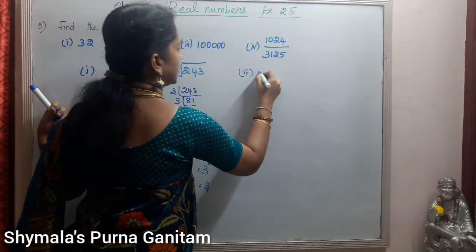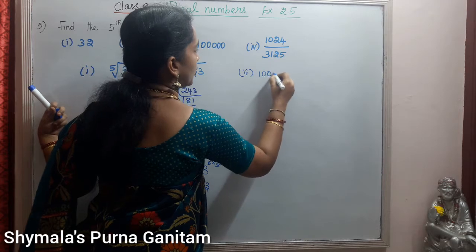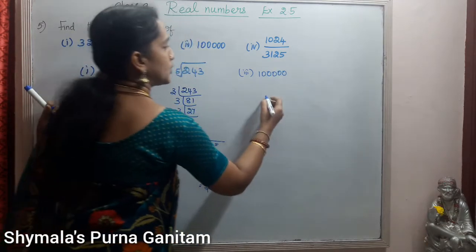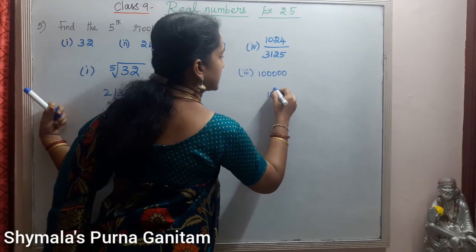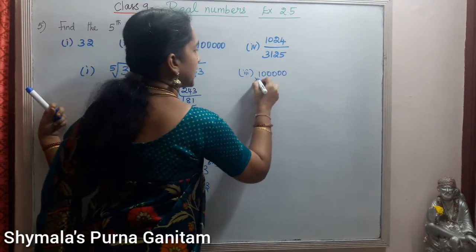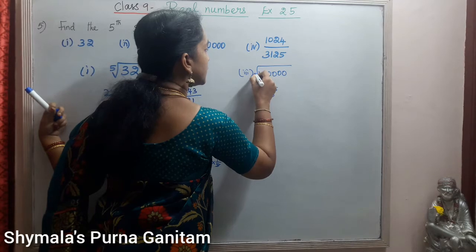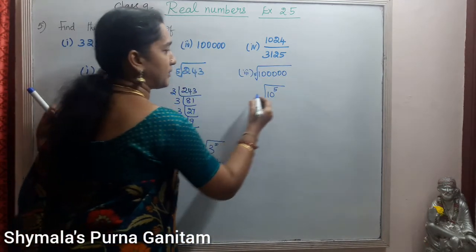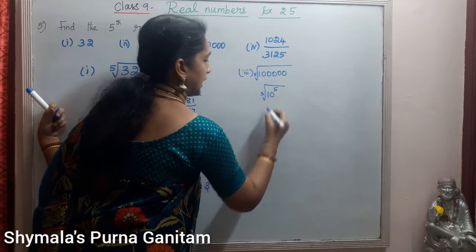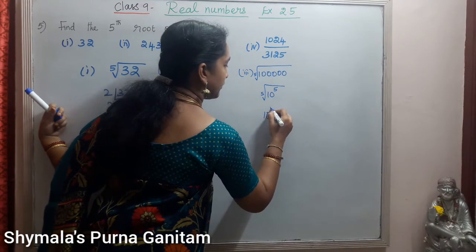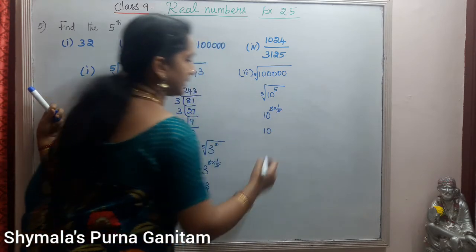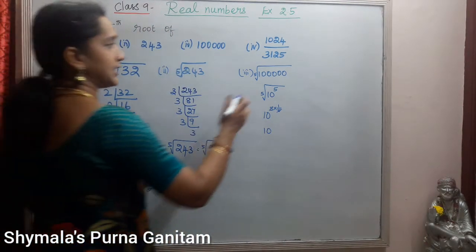Then the third one is 1 followed by 5 zeros. So we can write this directly as 10 power 5. We are asked to find the fifth root of 1 lakh. So this 1 lakh we can write as 10 power 5. So the fifth root of 10 power 5 is 10 power 5 into 1 by 5. This 5 and 5 get cancelled, and it is 10. So this is the third one.